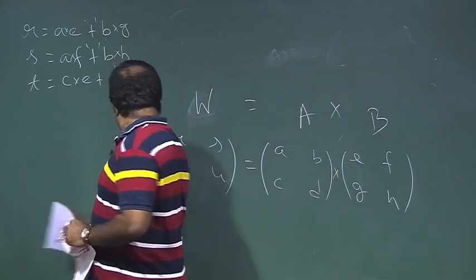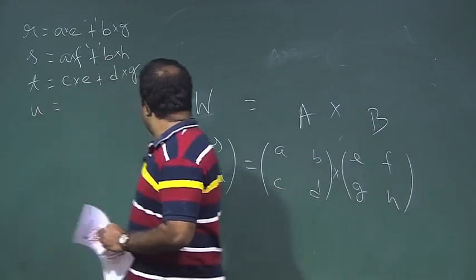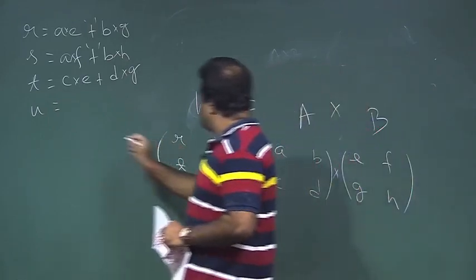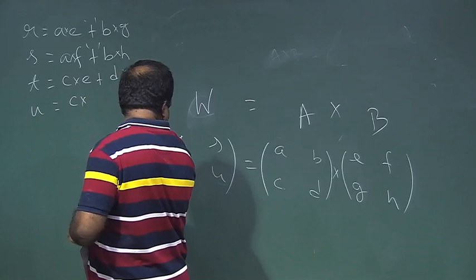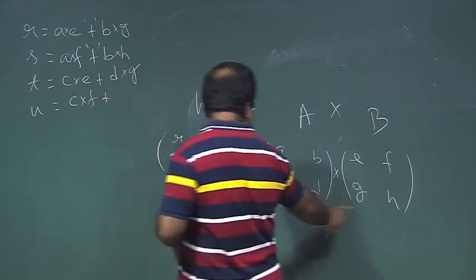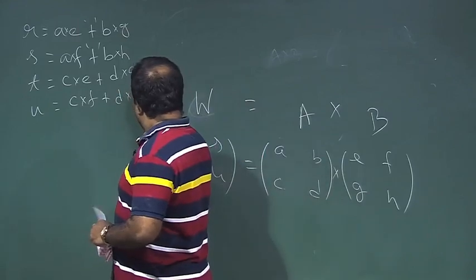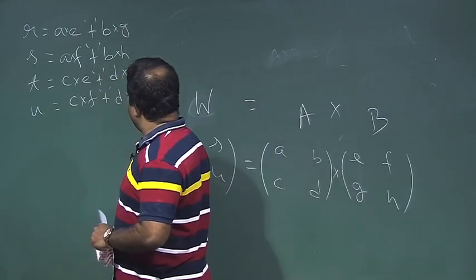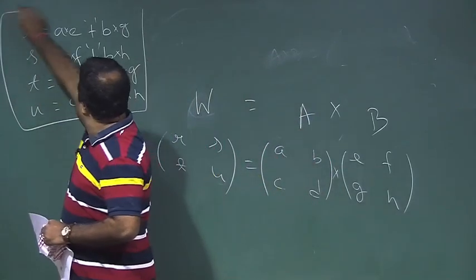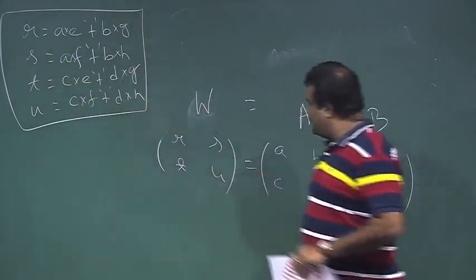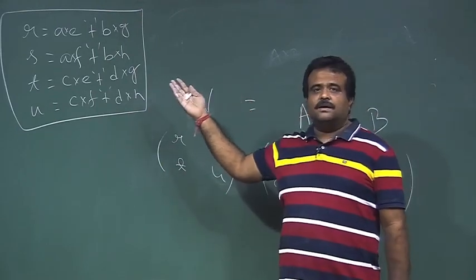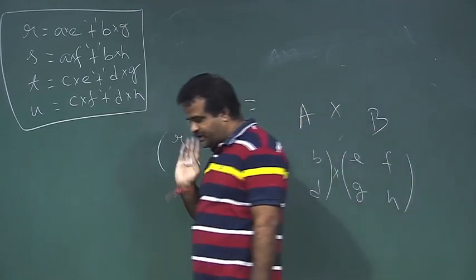And then the last one is U. U is basically this into this, C into F plus D into H. These pluses are all matrix additions. So this is the formula we have. Matrix multiplication is basically this divide and conquer step, this is the divide step.